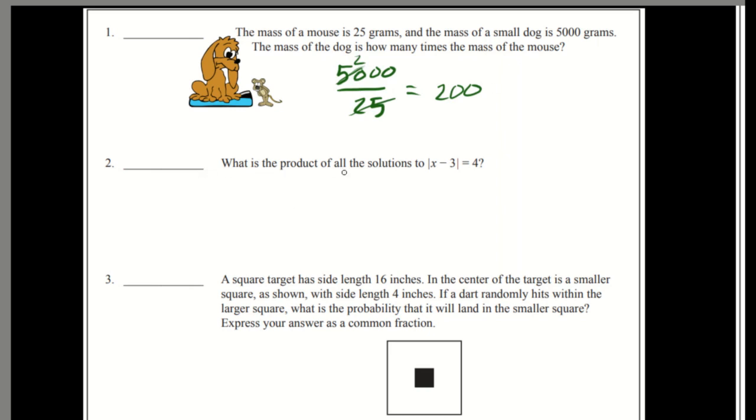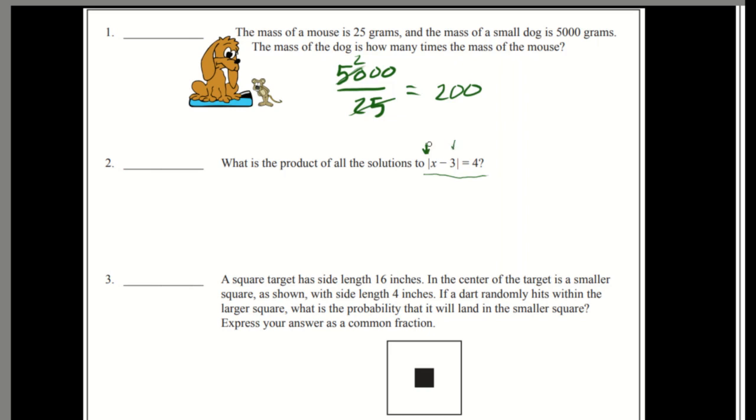All right, this says, what is the product of all the solutions to this equation? Do you know what that equation means? Absolute value of x minus 3 equals 4. Are there any confusing things here? Yeah, I don't know what those lines are. You've probably never been taught that. Have you ever heard of absolute value before? Does that mean like positive value?